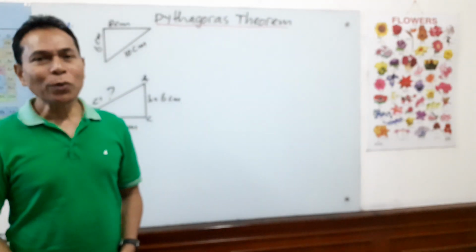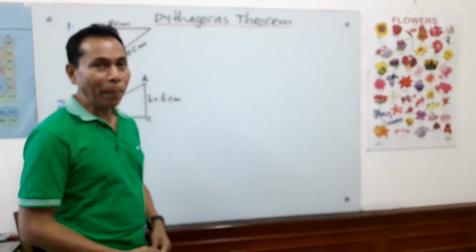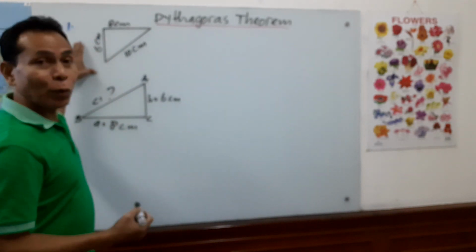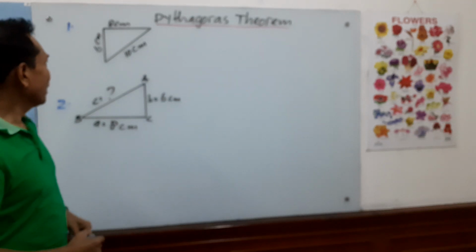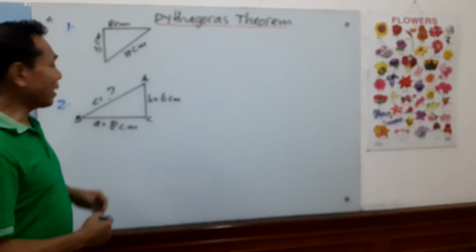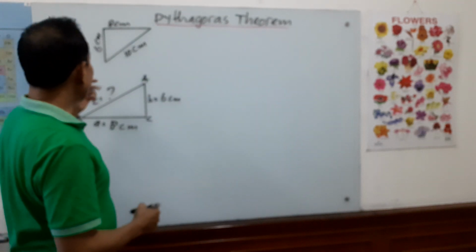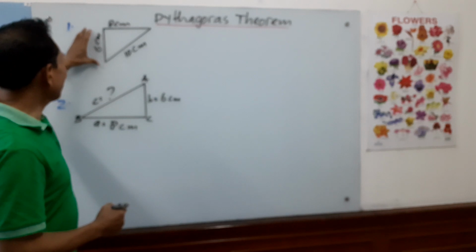Hello children, today we are going to talk more on Pythagoras Theorem. On the board here I have two triangles, this one here and this one here. Now we talk about these triangles one by one. The first one, we look at this side here.